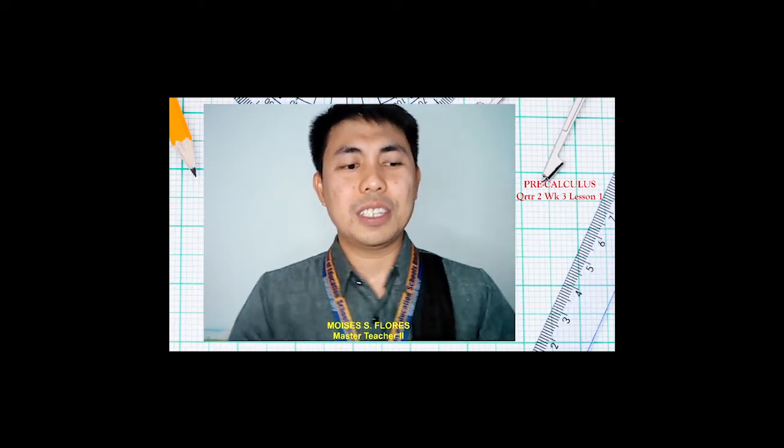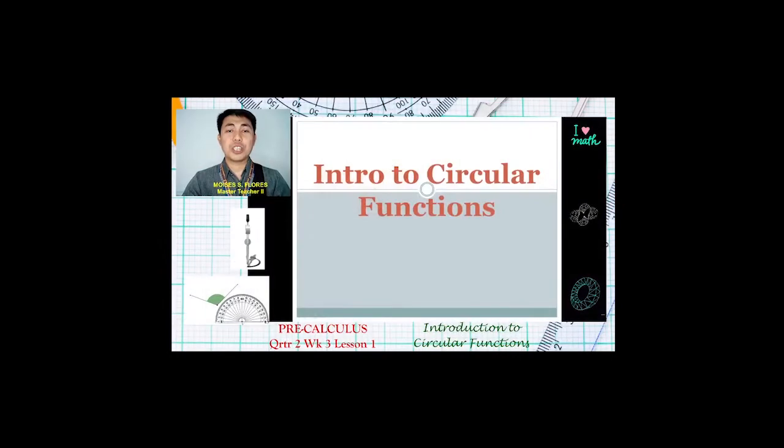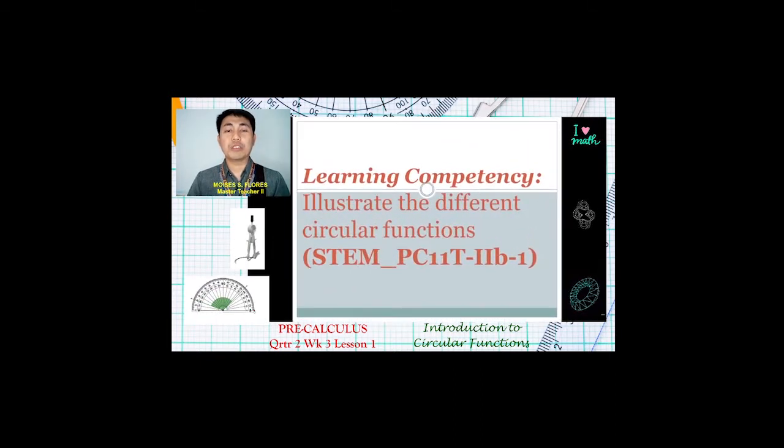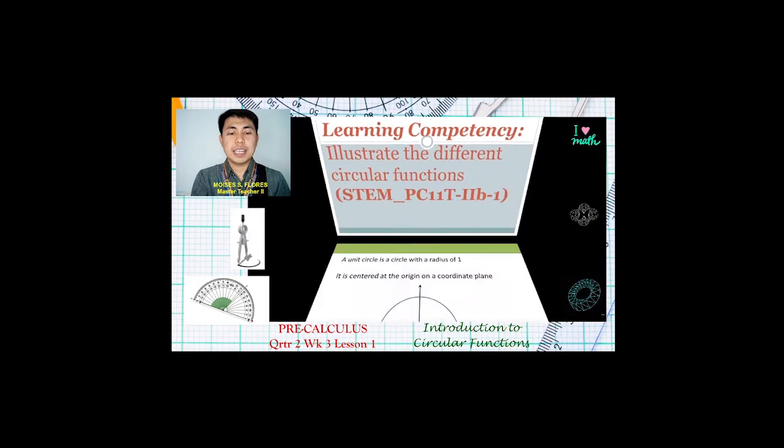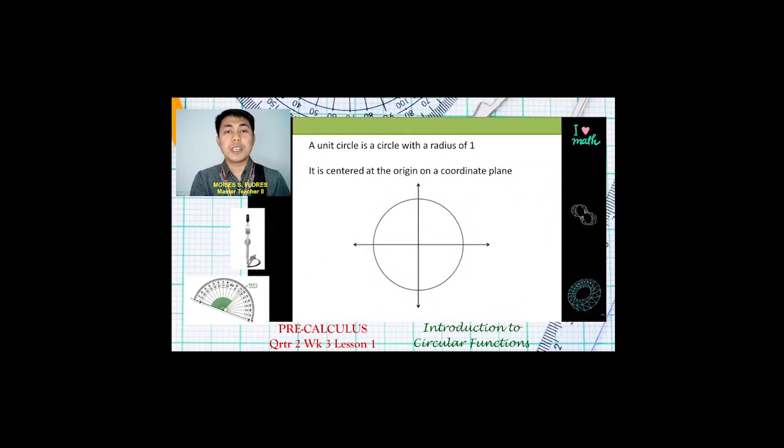Today we are going to discuss another topic, and it's all about the introduction to circular functions. Our learning competency is to illustrate the different circular functions. Before that, let us first discuss the concept of the unit circle. A unit circle is a circle with a radius of 1 unit, and it is usually centered at the origin on a coordinate plane, as you observe on our diagram here.